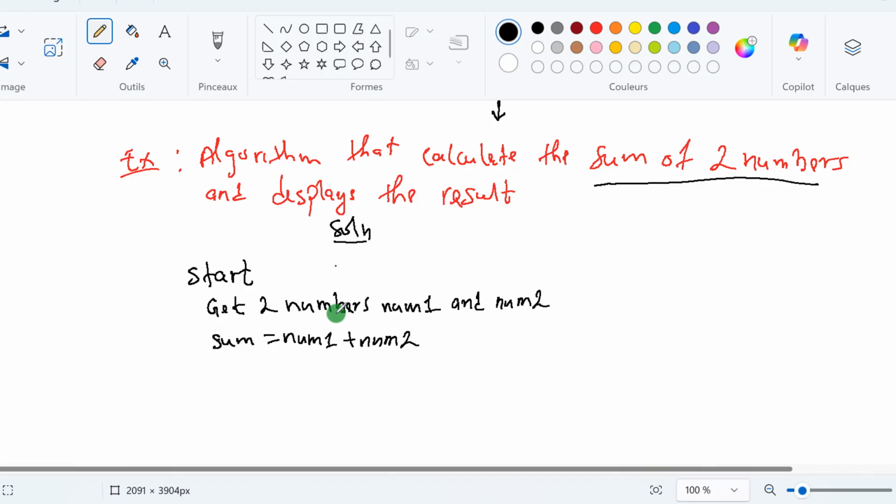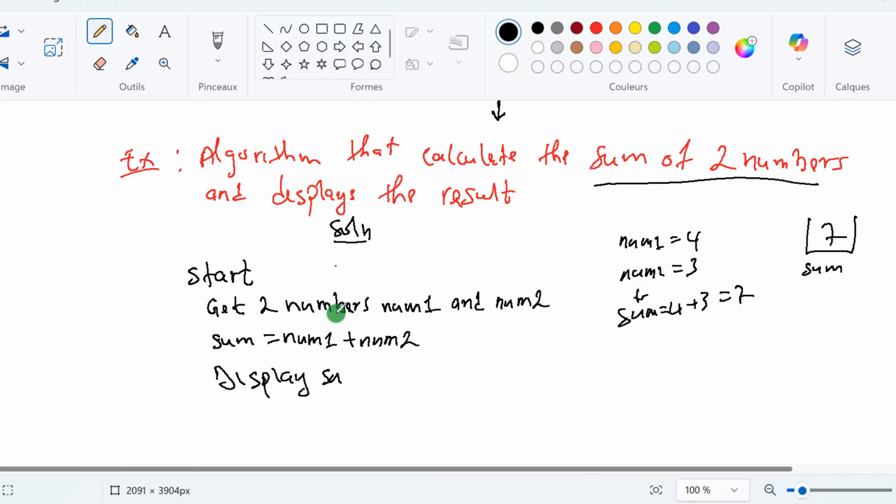Now we have calculated. The question said an algorithm that calculates the sum of two numbers and displays the result. And what's your result here? Your result is sum, because sum is storing what num1 and num2 contain. E.g., imagine that the user enters 4 for num1 and 3 for num2. So 4 plus 3 is 7, and here we are saying that sum is equal to num1 plus num2. So this 7 will be stored in sum, meaning that in your memory you'll have a location called sum containing 7. So that's why, to display the result, you will say display sum, meaning what?